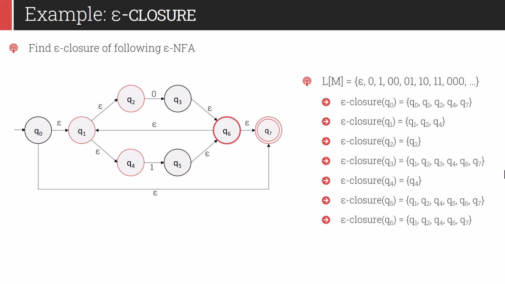From Q6 we can go to Q7 and Q1. From Q1 we can go to Q2 and Q4. So Q1, Q2, Q4, Q6, Q7 would be part of epsilon closure of Q6. And from Q7 there is no transition, so only Q7 will be part of epsilon closure of Q7.